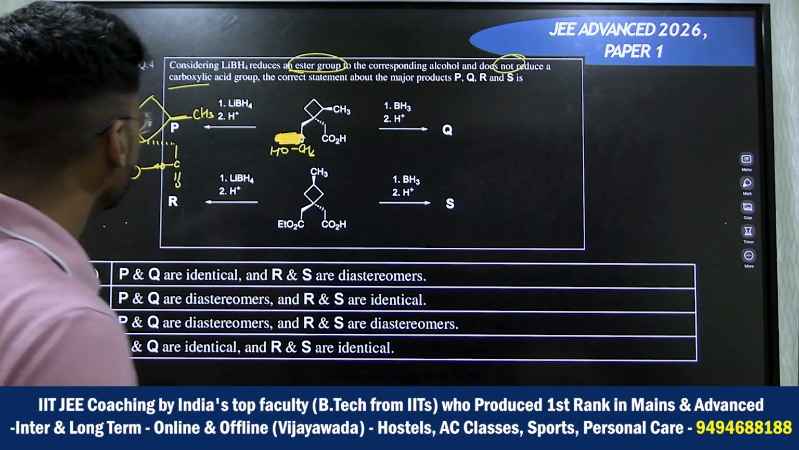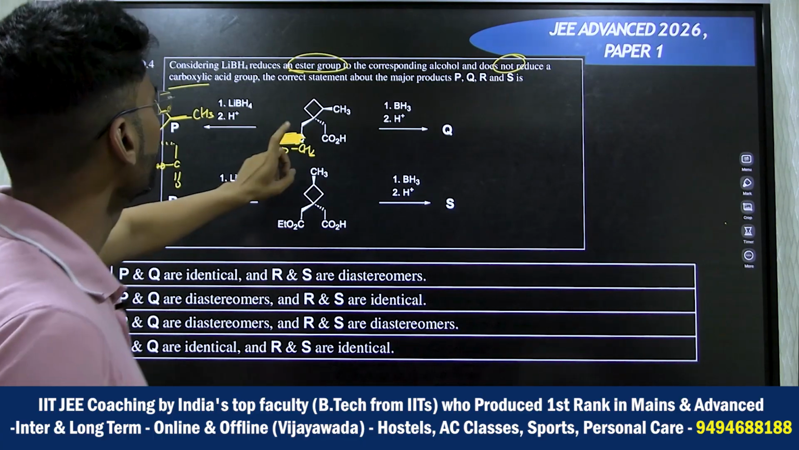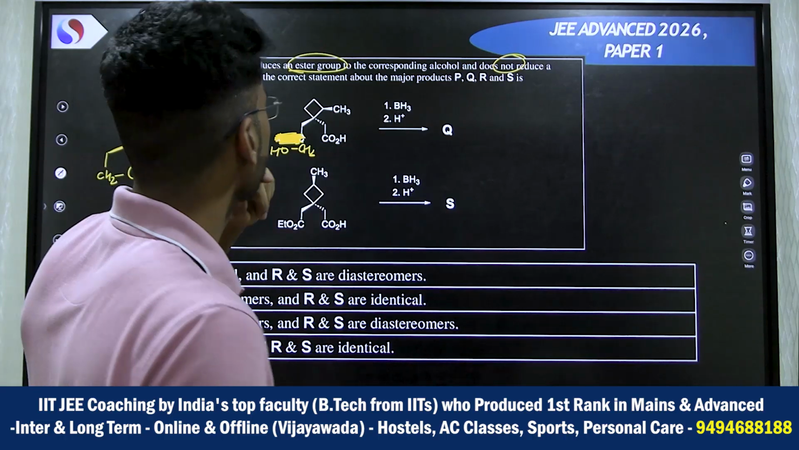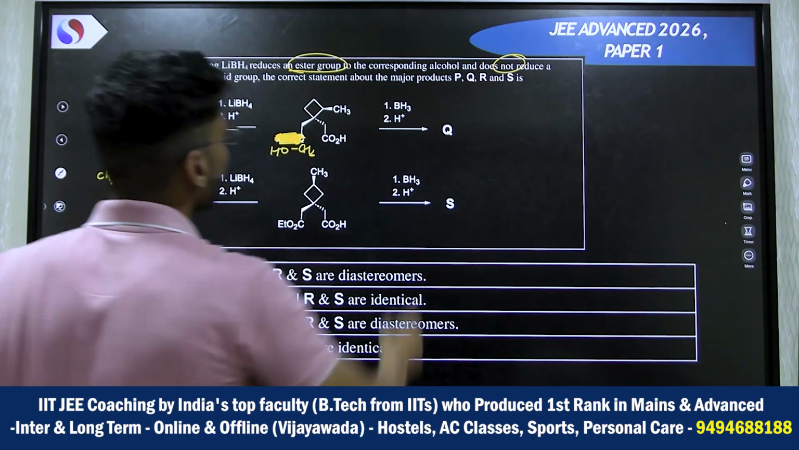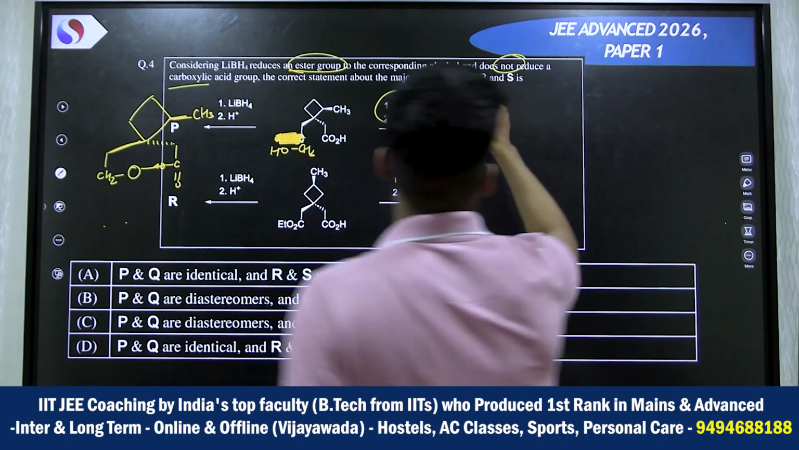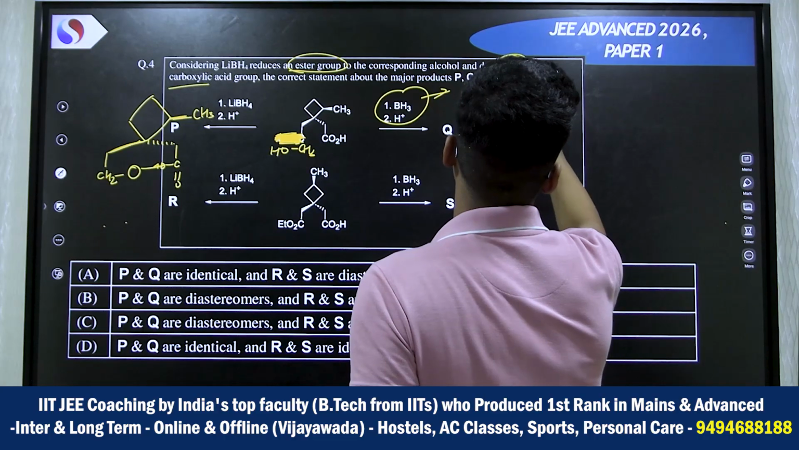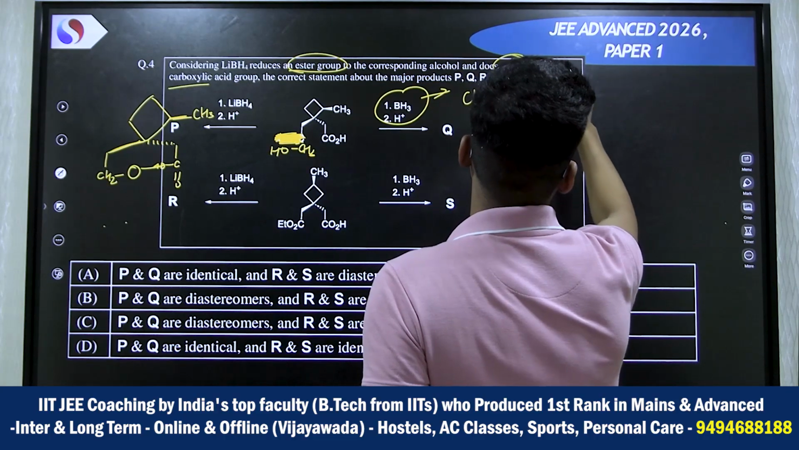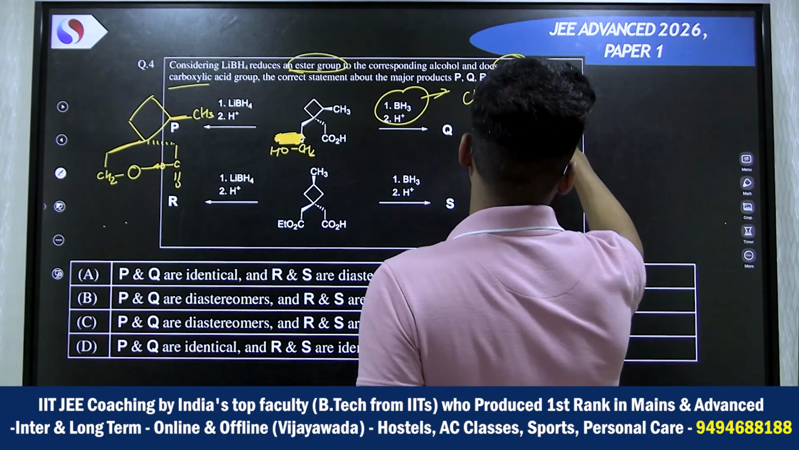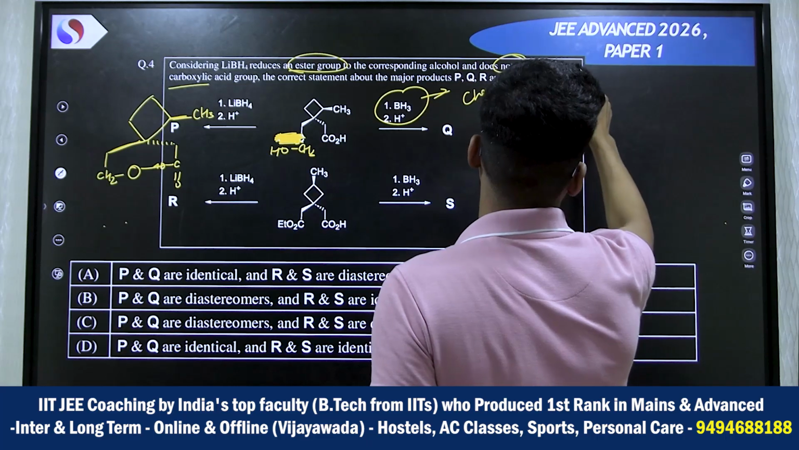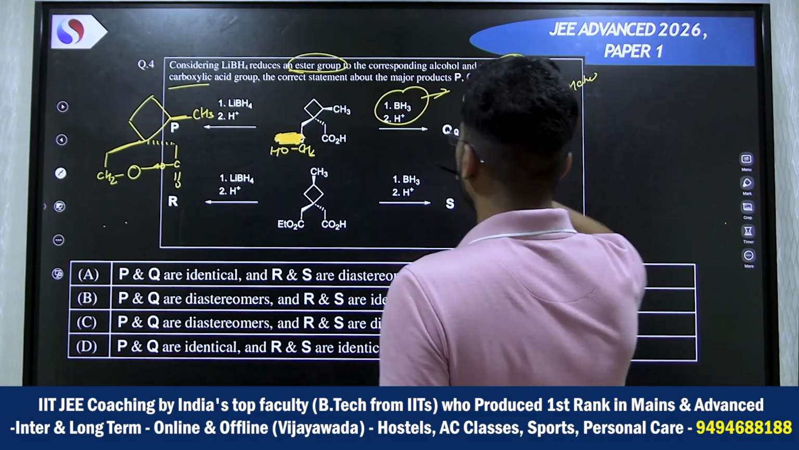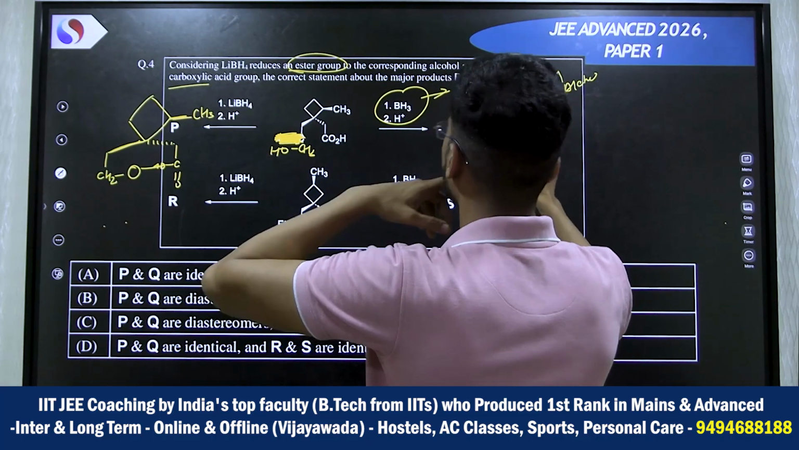Similarly, borohydride is there. We know the role of borohydride: it is chemoselective. Chemoselectively, it will convert the acid to alcohol. So let me write it down this way.